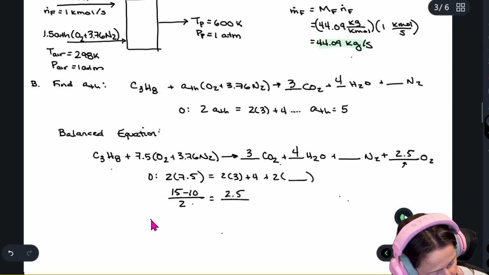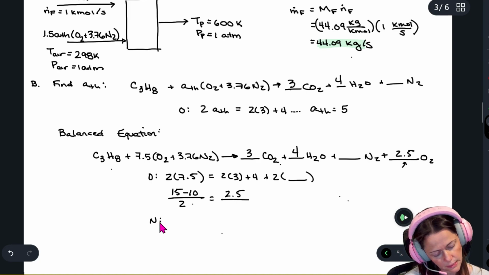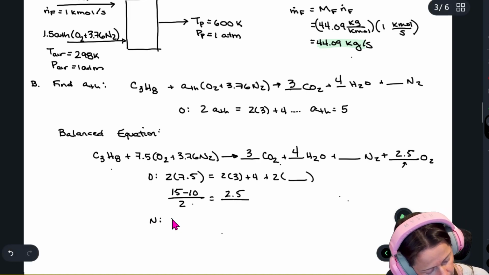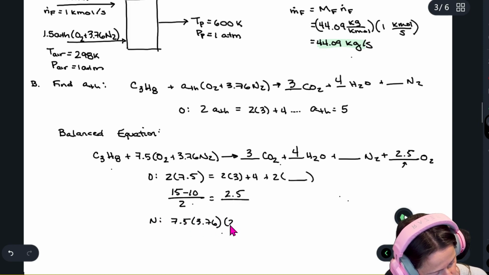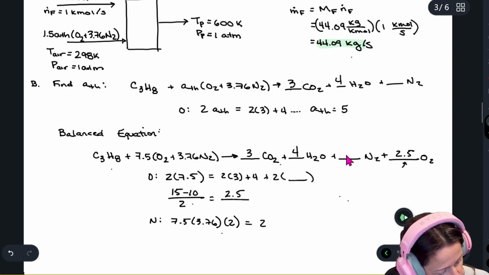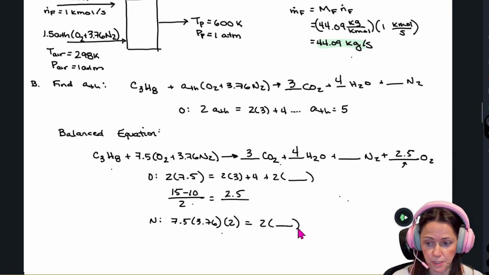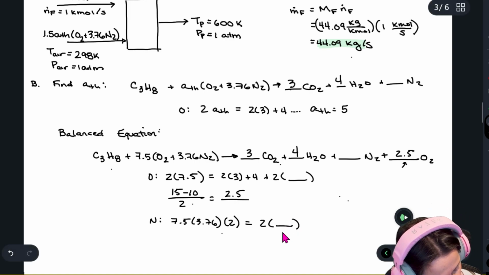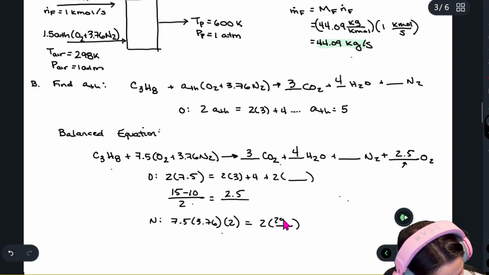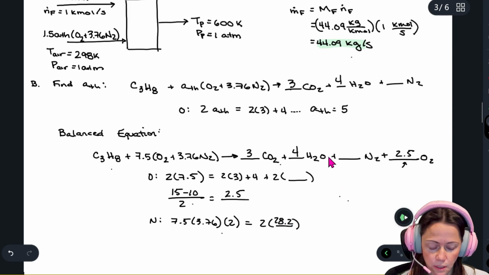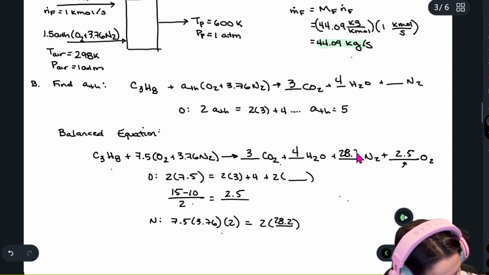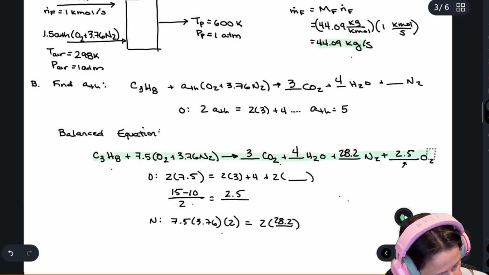And then for my nitrogen, let's see. On the left-hand side, I've got 7.5 times 3.76 times 2. And then I've got 2 times whatever goes in that blank right there. So you can see that's just going to be 7.5 times 3.76. What is that? That's going to be 28.2. So this guy is 28.2, and so that's my balanced equation.